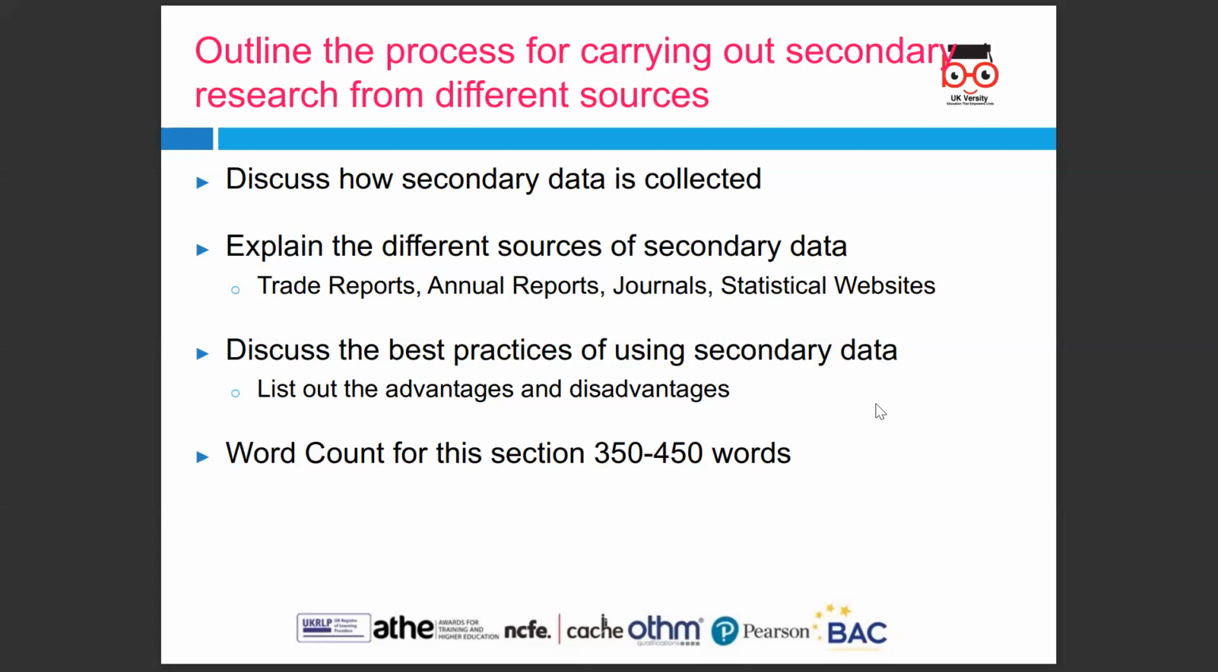The advantages are that it's less time consuming and there are many sources to choose from. So there's a variety of different sources, and that's an advantage. It has low resource requirements. Some of the disadvantages are that it may be outdated, there's no control over the quality of data, and the format may be difficult to analyze. You would look at that in regards to the best practice of using secondary data, advantages and disadvantages. And the word count for this area would be 350 to 450 words.